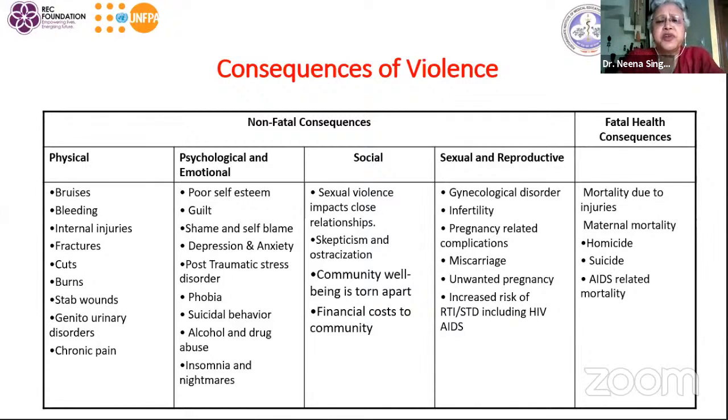So financial costs to the community: caring for a person who suffered sexual violence leads to a lot of financial costs for the community also. So implications are also in sexual and reproductive health. The person may suffer from future gynecological disorders, infertility, pregnancy-related complications, and miscarriage, unwanted pregnancy, increased risk of RTI, STI, including HIV, AIDS, mortality due to injuries, maternal mortality, homicide, suicide, and AIDS-related mortality. So there may be fatal consequences as well.